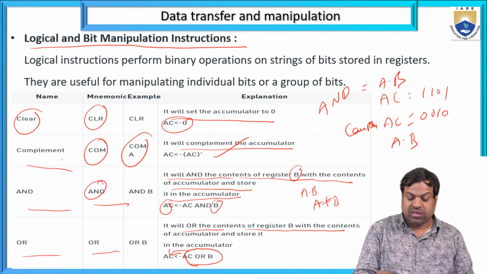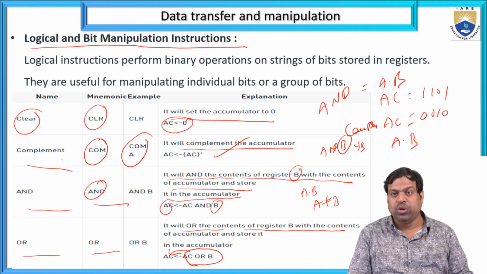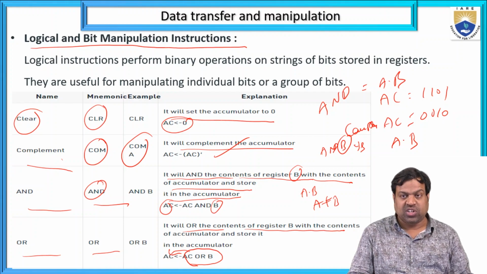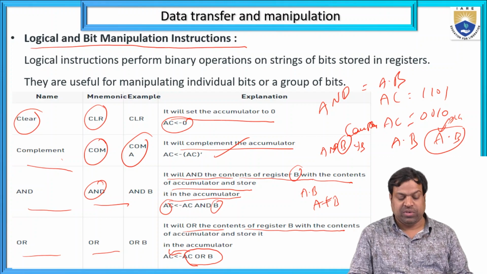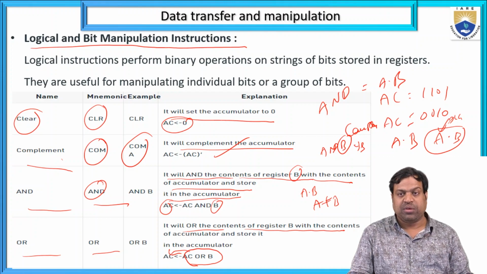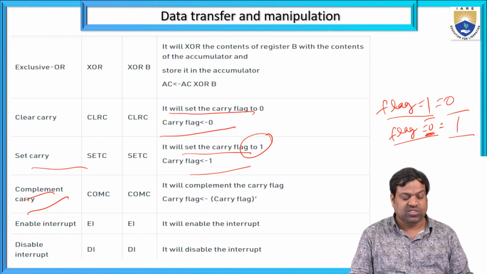So suppose I am taking the B value. What is the other input? AND needs a minimum of two inputs. One input we already know is the accumulator. Another one is the B input, A into B, that is the accumulator multiplied with the value of B. And OR means we are ORing, adding A plus B, accumulator plus the input value B. Exclusive OR. Clear carry means the carry will be cleared, and to create a carry, that is set carry. Complementing carry means the carry value is complemented.